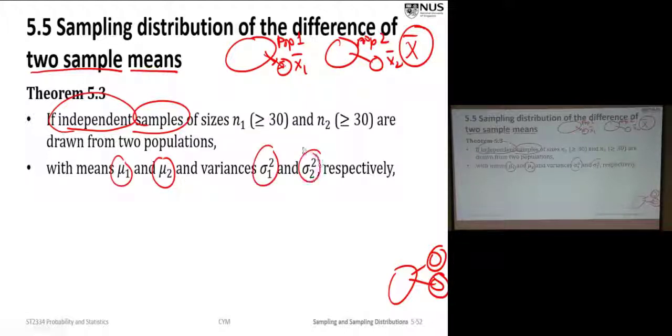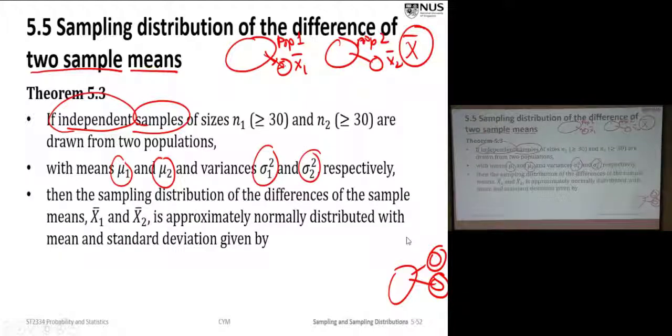If the sample sizes are big, and each of these populations has its mean, mu1, mu2, and variance sigma 1 square, sigma 2 square, then the sampling distribution of x1 bar minus x2 bar is approximately normal.